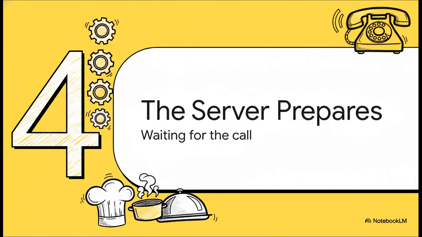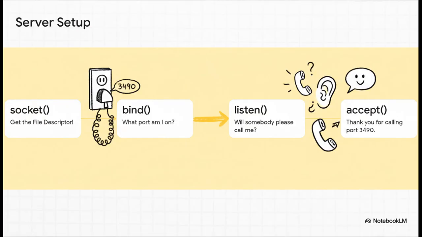All right, we've got our ingredients prepped. Let's start cooking. We'll begin with the server. That's the one who is just waiting by the phone for it to ring. And it has a very specific 4-step process to get ready for that call. I just love how Beej's Guide names these steps.